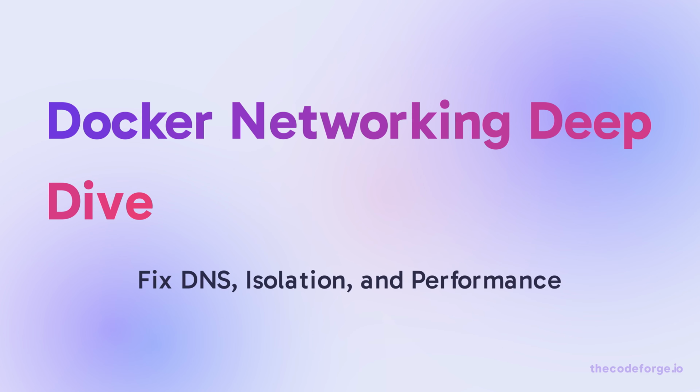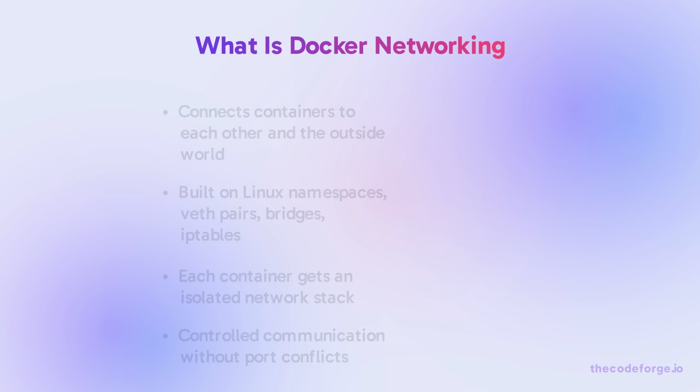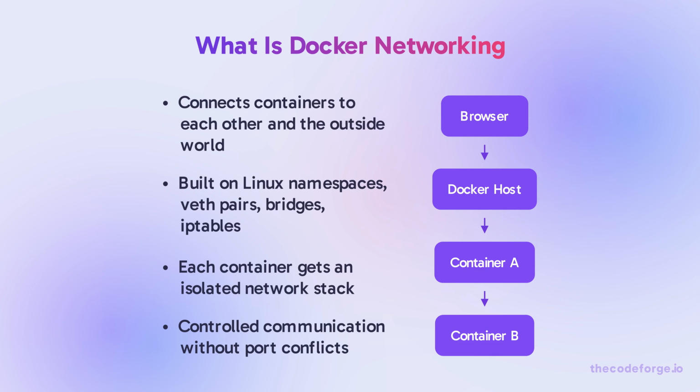Before we dig into that production issue, let's cover a Docker networking deep dive. Docker networking is the system that connects containers to each other and to the outside world. It's built on Linux kernel primitives like network namespaces, virtual Ethernet pairs, bridges, and iptables. Each container gets its own isolated network stack, preventing port conflicts and providing security.